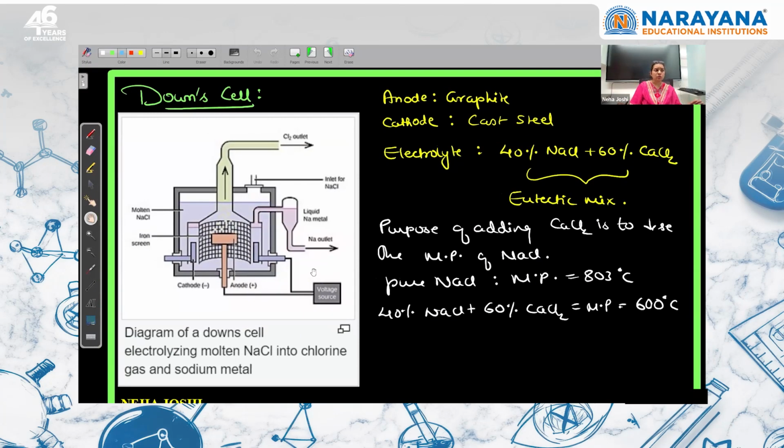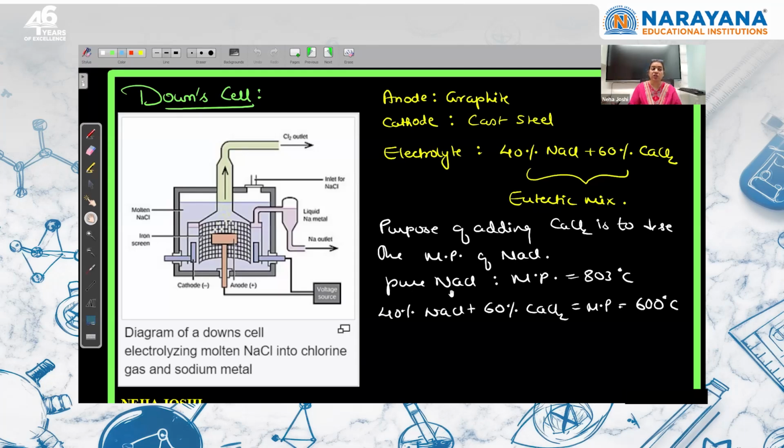So this Downs cell is the apparatus that we use, and it is extremely costly, I would say. Why? Because the anode is graphite, the cathode is cast steel. The electrolyte is solid, and we melt it. So we have 40% NaCl and 60% CaCl2. Now you may ask why this CaCl2, when we have to prepare sodium, you should have more NaCl, no? Yes, that idea should be there.